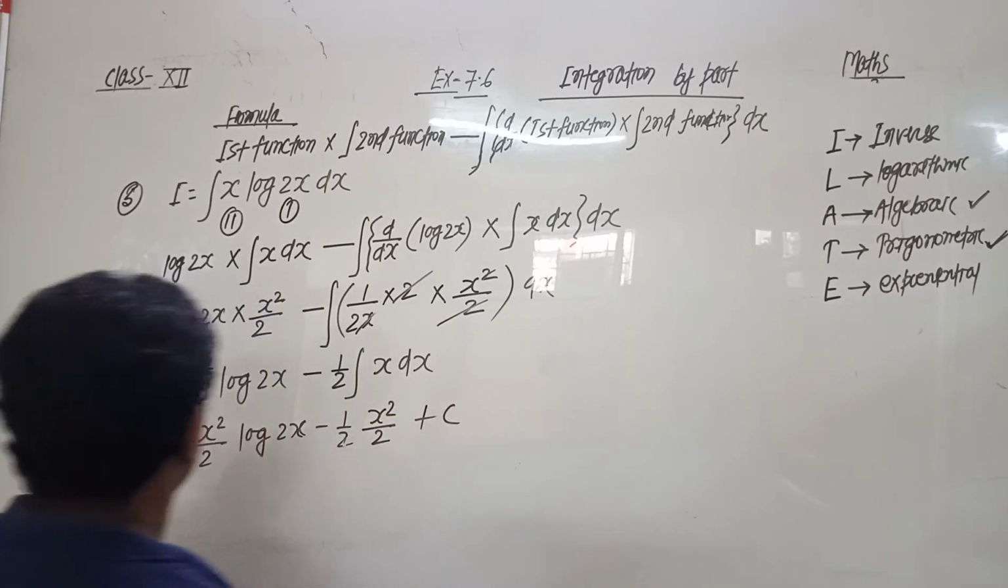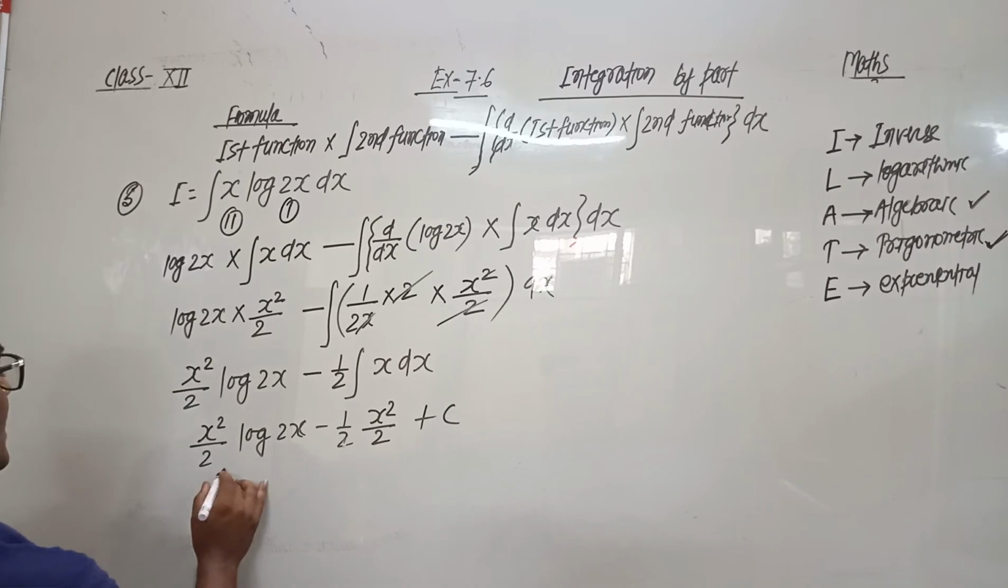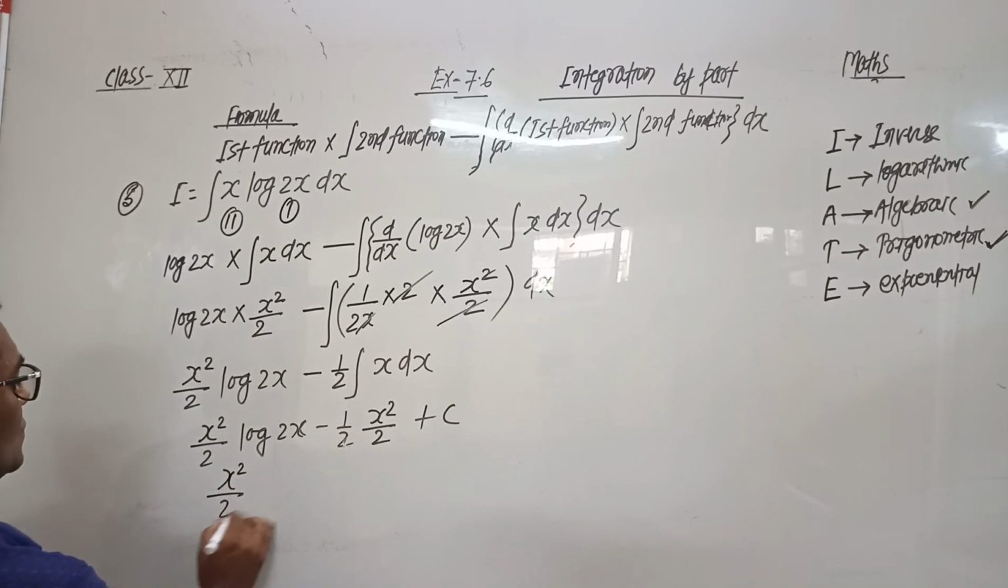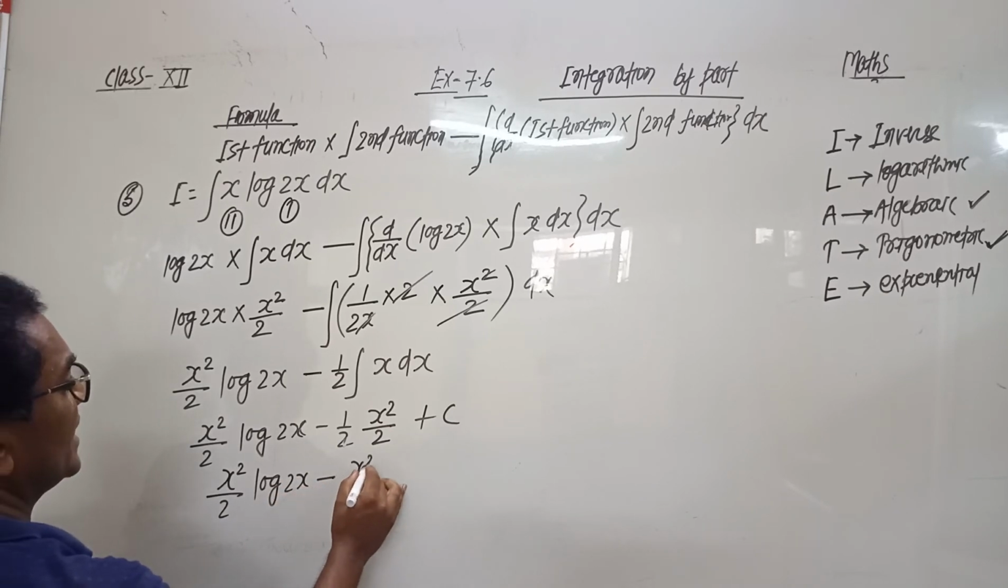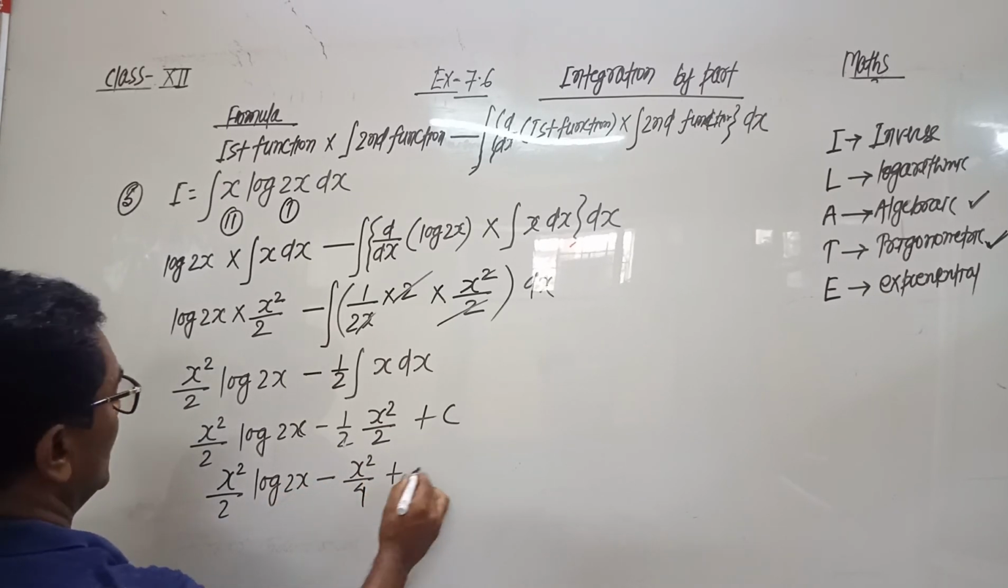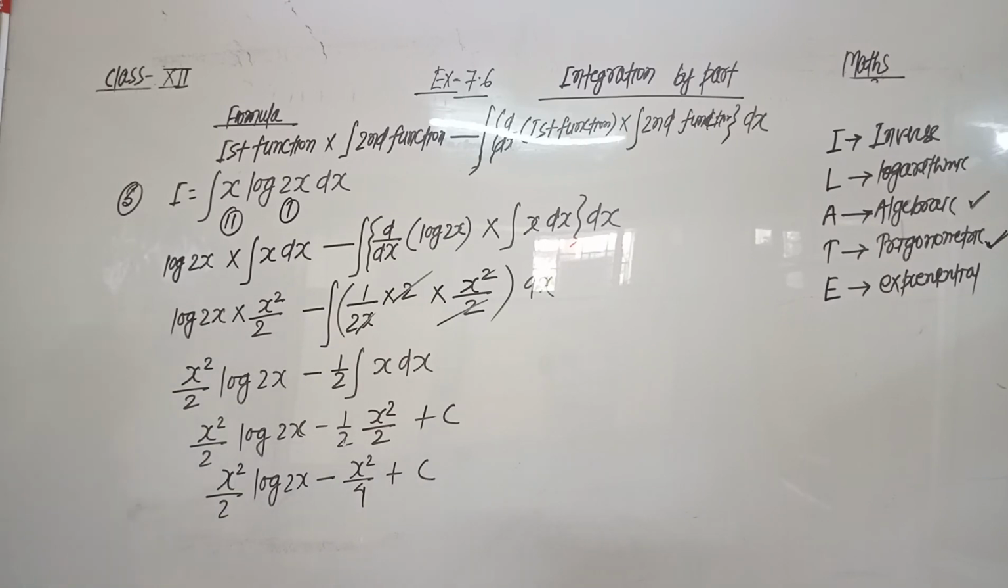So x square by 2 log 2x minus 1 by 2, and the integration of x dx is x square by 2, and plus c. So we get x square by 2 log 2x minus x square by 4 plus c. C is the integration constant. Now the next question.